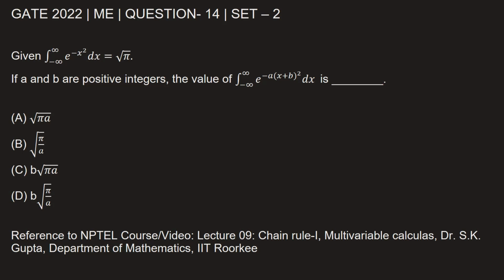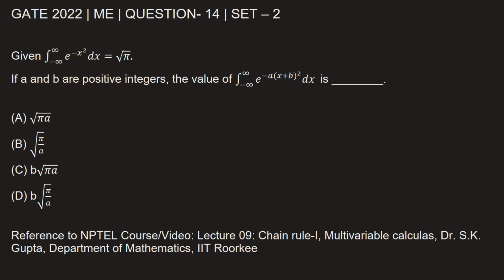This question is from GATE 2022 Mechanical Engineering Paper Set 2, question number 14. It is given that the integral from minus infinity to infinity of e to the power minus x square dx is equal to root pi. If a and b are positive integers, the value of the integration from minus infinity to infinity of e to the power minus (a into x plus b) whole square with respect to x is dash.